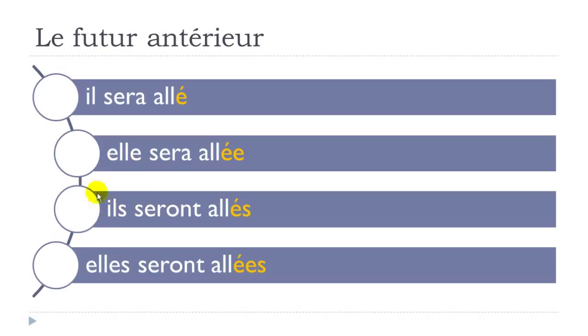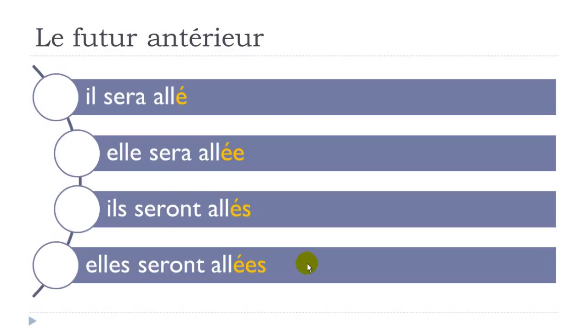If you've got the plural, like it's the case here, ils seront allés, with an s like that. You don't pronounce it, but still you need to put it. Elles seront allées. Here you've got the feminine form and it's the plural, so you've got this mark of the feminine, then this s mark of the plural. Same thing here, you don't pronounce it, but you need to write it. Okay, so let's read them. Il sera allé, elle sera allée, ils seront allés, elles seront allées.